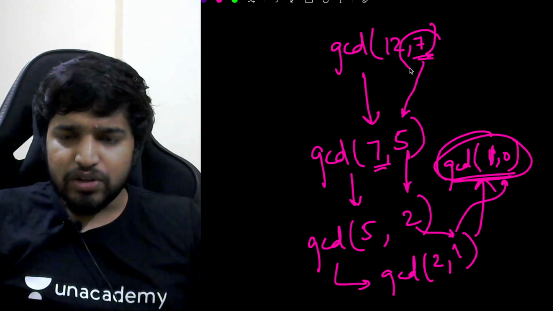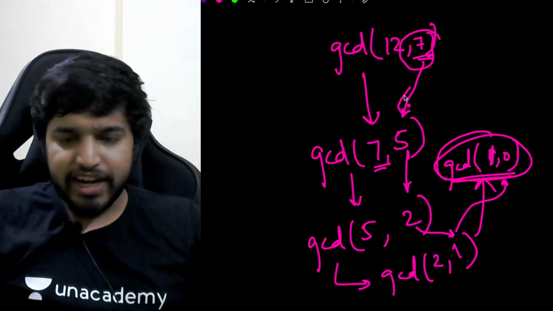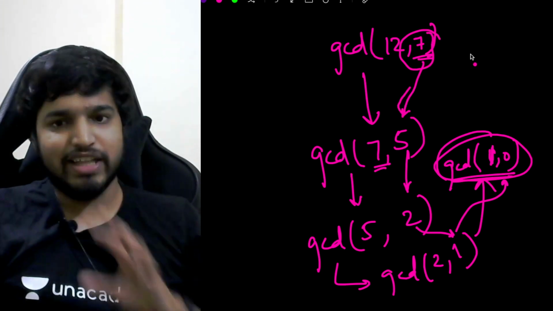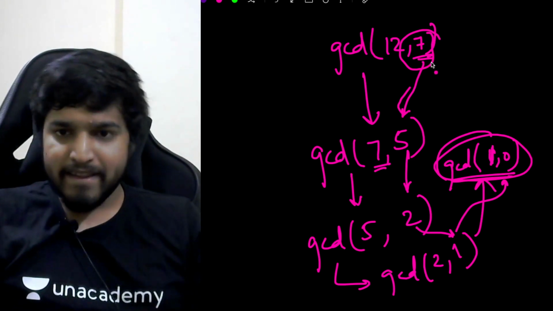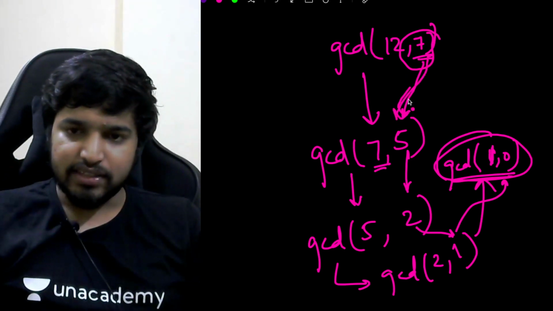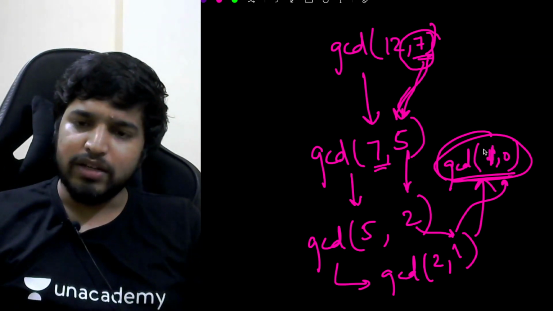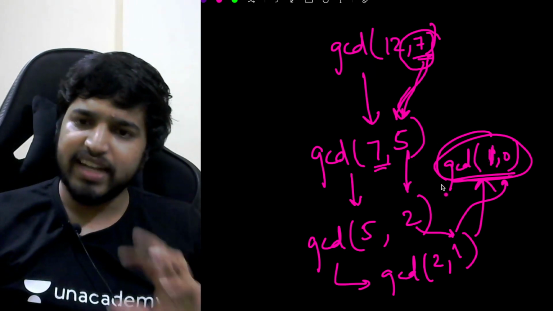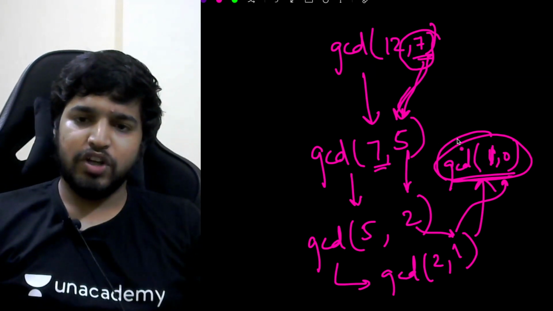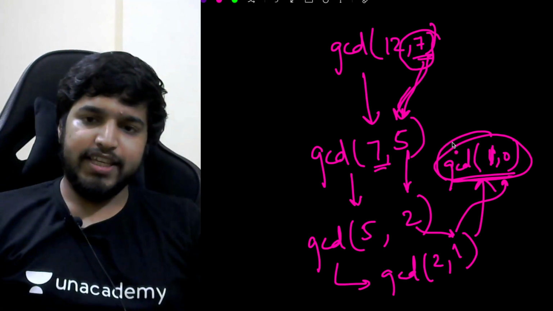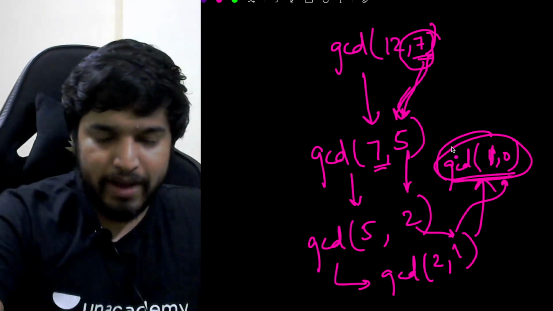The second value is always decreasing. And if you notice, the first value is also decreasing, but let's just focus on the second value for now. It is always decreasing, ever decreasing. And when it becomes 0, we are going to return the first value, A. We are going to return A directly. That is our GCD. Got it? Yeah. So now let's go back to the code.